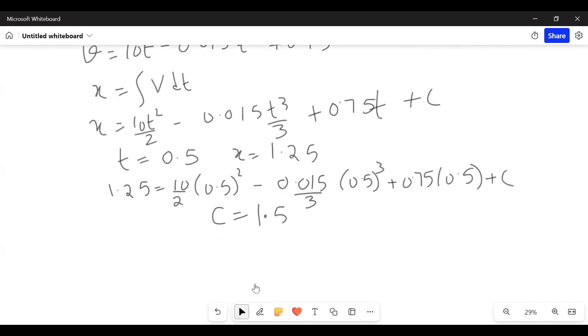So now the expression for x would be, I'm writing 5t square minus, ये divide करके क्या आता है, 0.015 divided by 3 is 0.005.